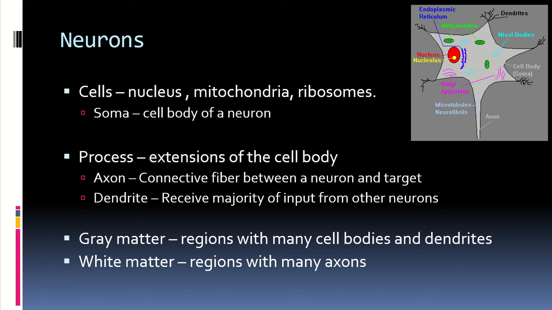And unique to neuron cells are what are called processes. These are physical structures that are extensions of the cell body. And there are two types. There are axons, which are essentially connective fibers that go between a neuron and its target, usually a neuron terminal or, extending to other parts of the body. Whereas dendrites, these are extensions of a neuron cell, which are better at sending signals quickly between nearby neurons.